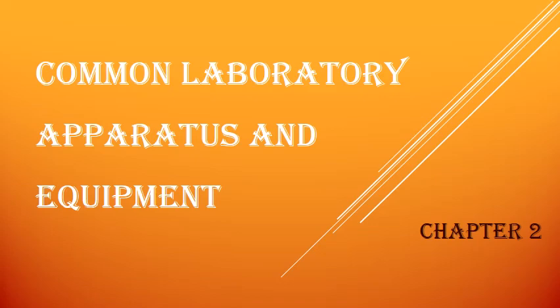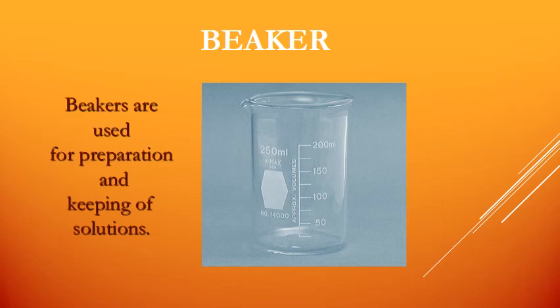Today we will be doing the next part of this chapter. We will be learning about the different apparatus which we use in the lab. The first apparatus which we will be talking about is a beaker.